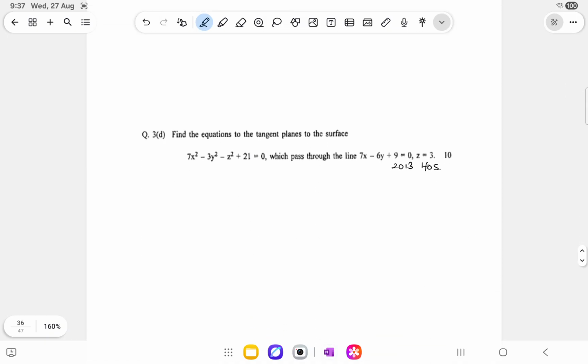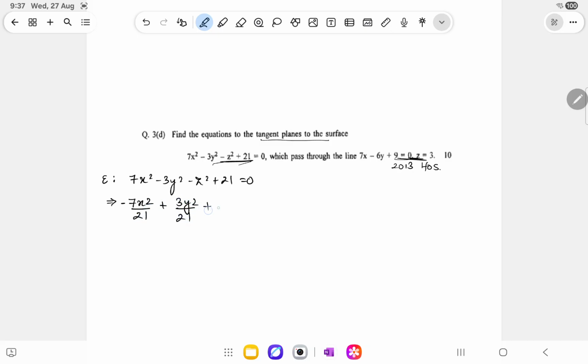So the next question says: find the equation of tangent planes to this surface which also pass via this line. The given ellipsoid equation is 7x square minus 3y square minus z square plus 21 is equals to 0. If I reduce it to general form, I will get minus 7x square by 21 plus 3y square by 21 plus z square by 21 is equals to 1.